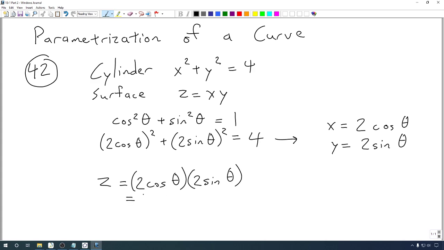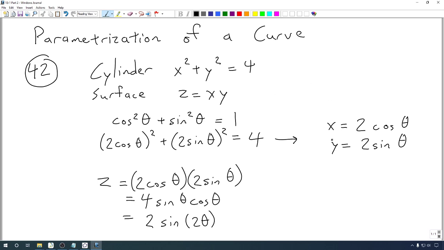You can actually rearrange this a little bit. We have 4 times sine theta cosine theta. And if you remember some trig identities here, you'll remember that 2 times sine times cosine is the same thing as sine of 2 theta. So this is actually 2 times sine of 2 theta. Though technically we don't really need to do that last step.